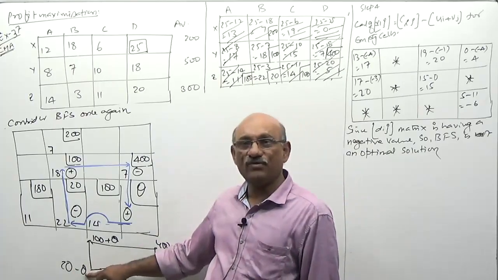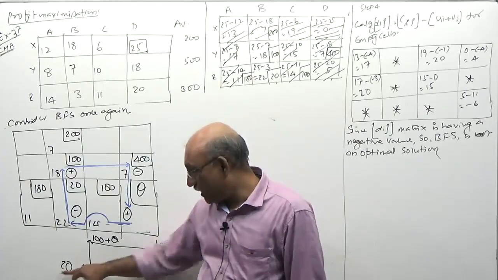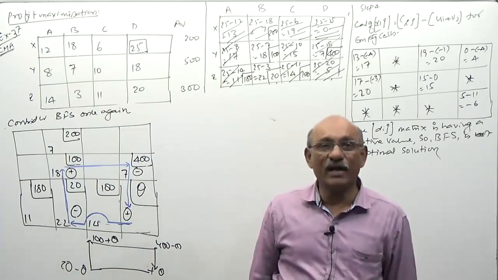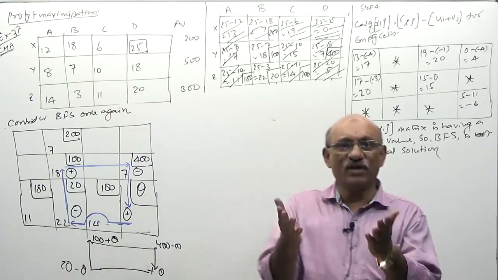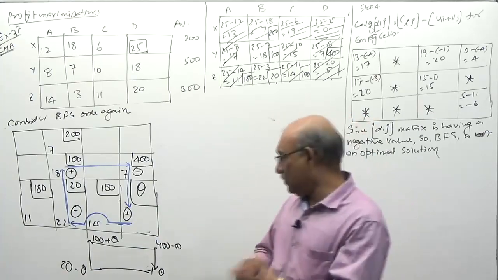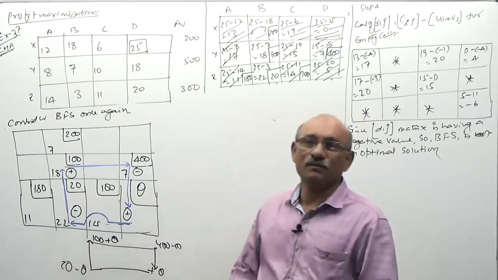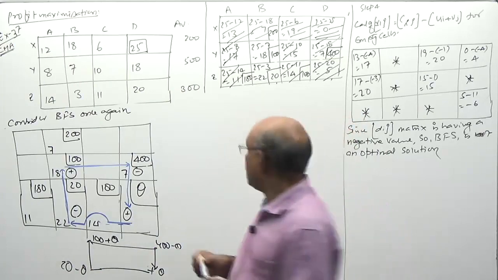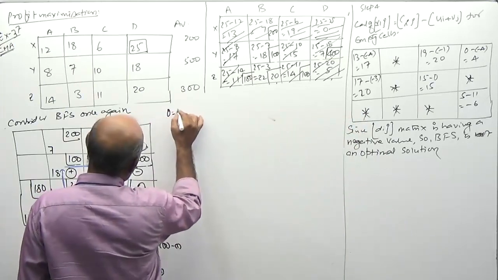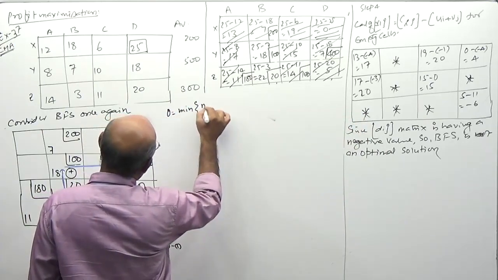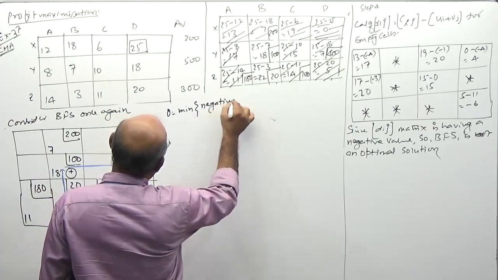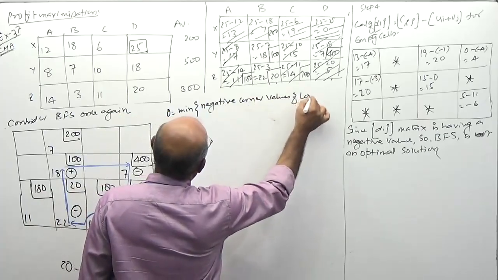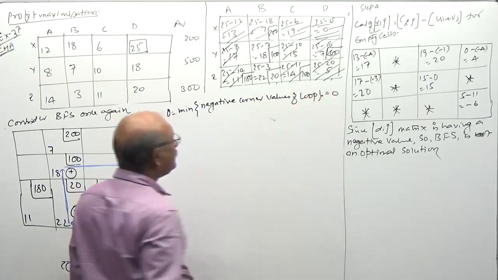20 minus 400 is minus 380. 20 minus 400 is minus 380, sir. Again a negative value you are getting. Number of units cannot be negative. Therefore the minimum value is equated to 0. So theta is equal to the minimum value of negative corner values in the loop, which are equated to 0.